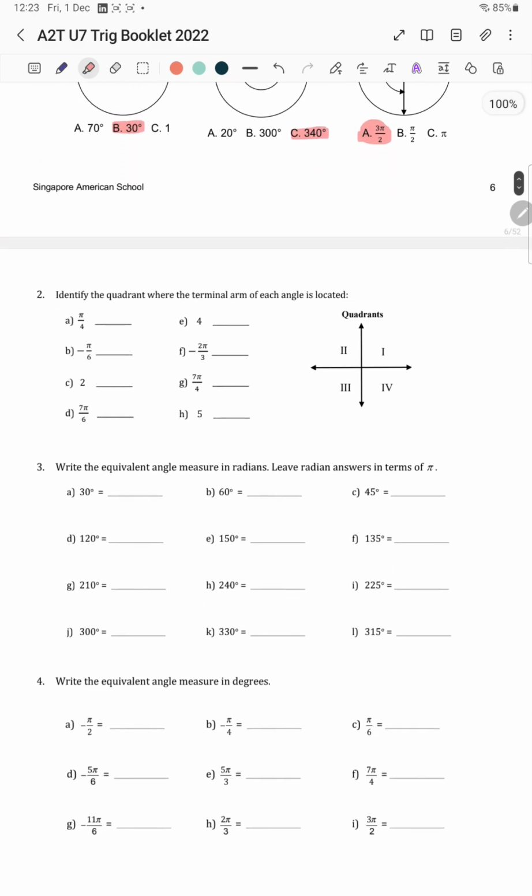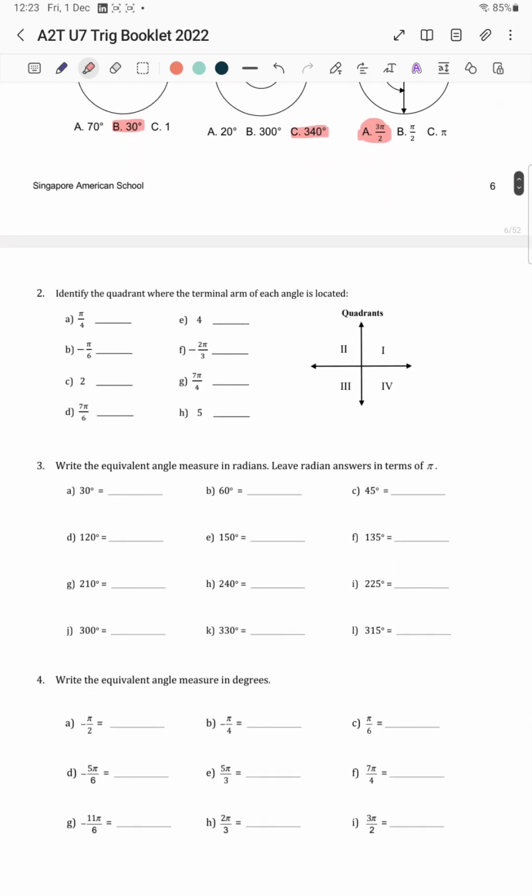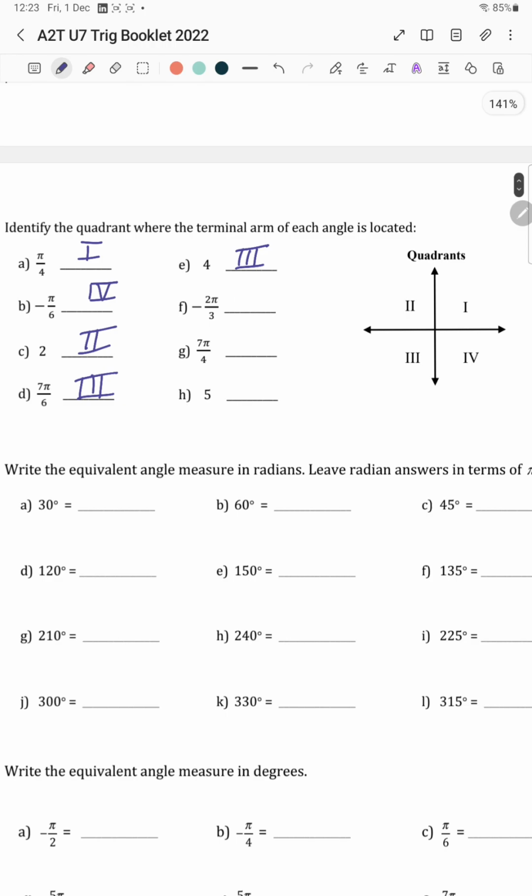Okay. So identify the quadrant where the terminal arm of each of the angle is located. 1, 4, 2, 3, 3. You can also, as they are given in radians, not degrees, convert them in degrees and then check them out.